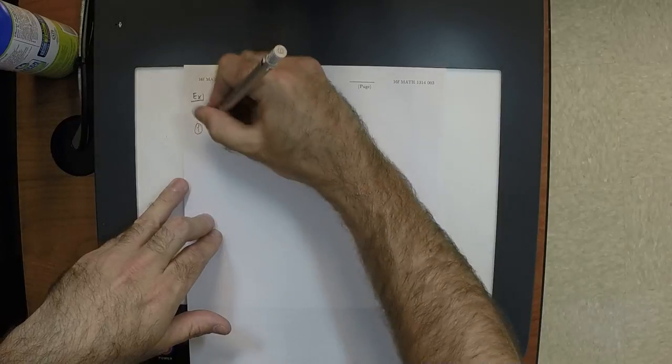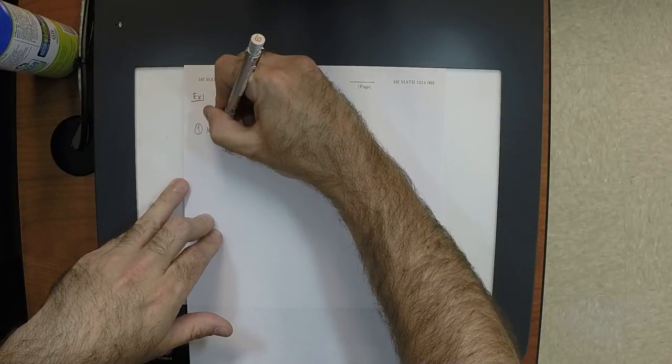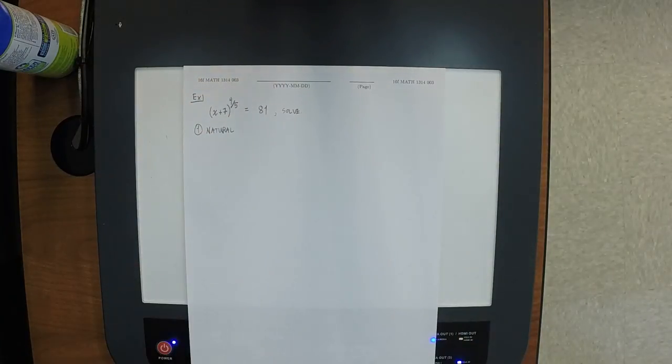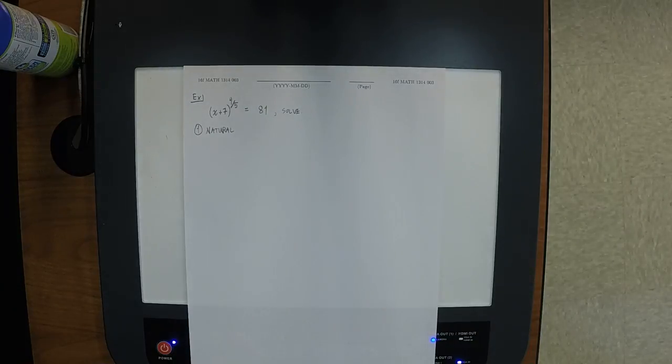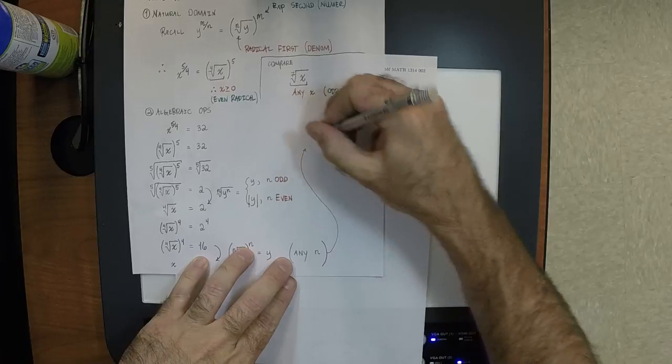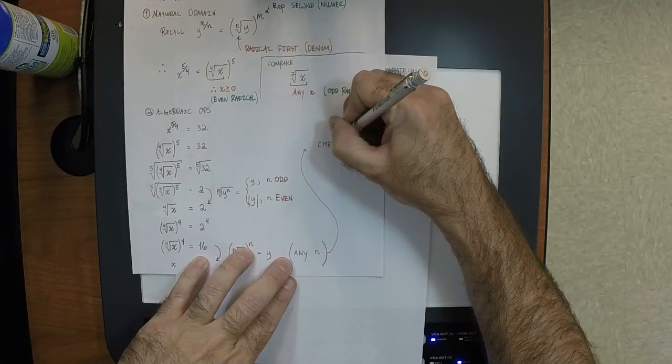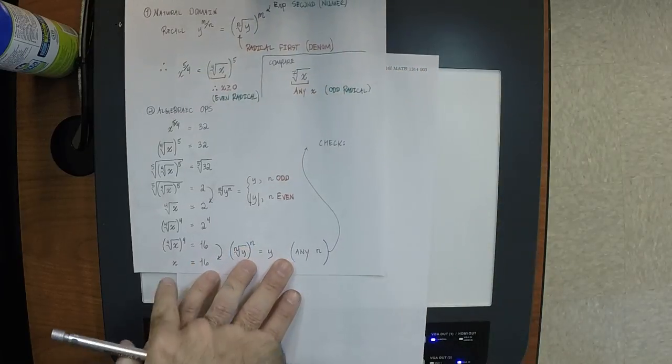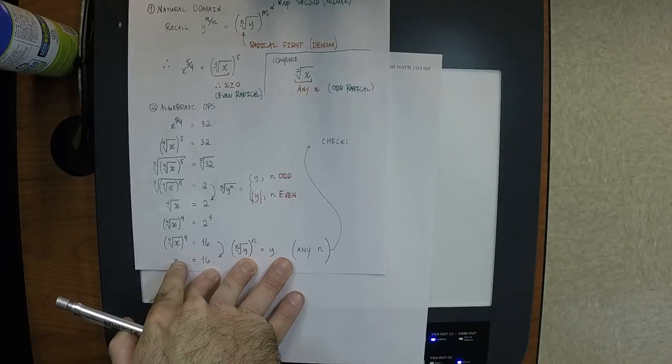Must check the natural domain. Oh, by the way, on the previous exercise, we need to check this answer. So we concluded that x was 16.